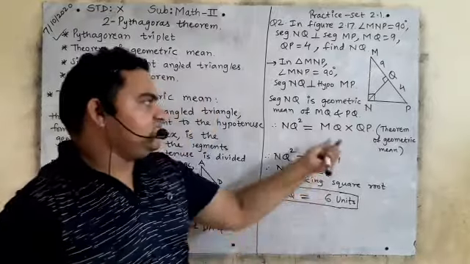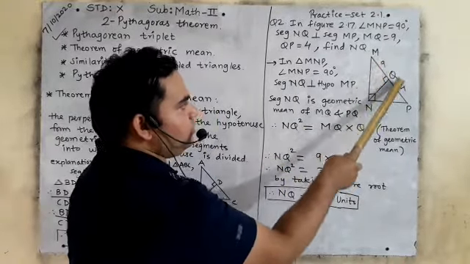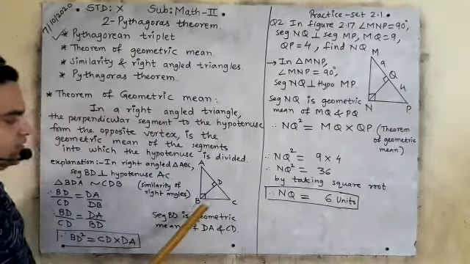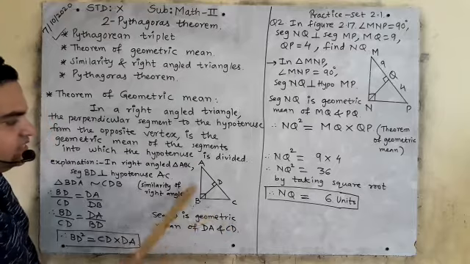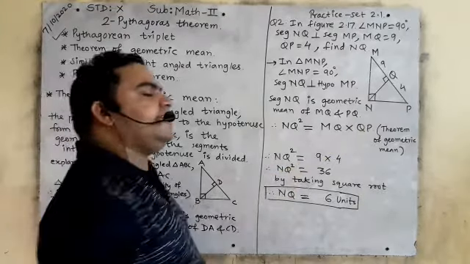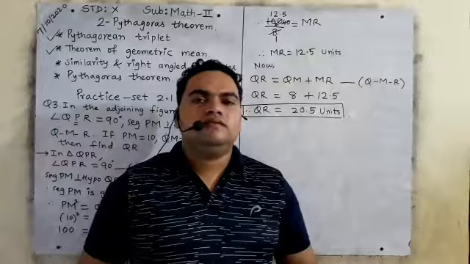Is it clear? So this is how we have to use this. NQ square is equal to MQ multiplied by QP. And here BD square is equal to AD multiplied by DC. This figure and this figure are examples of the theorem of geometric mean. Is it clear?